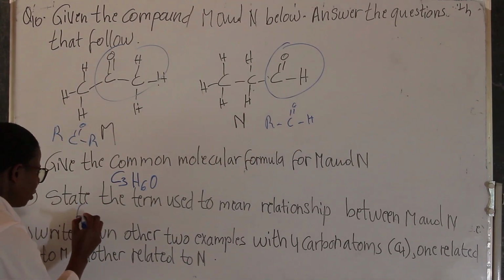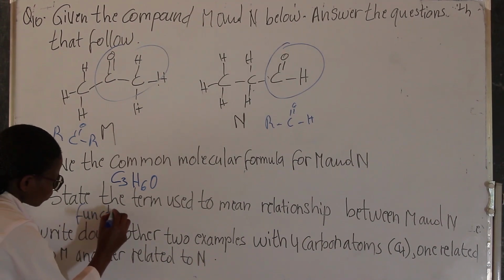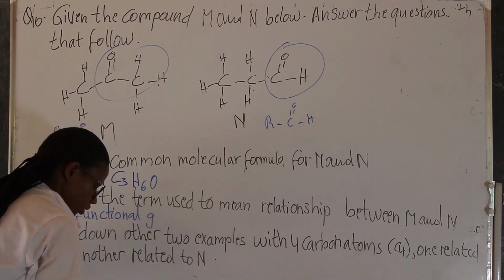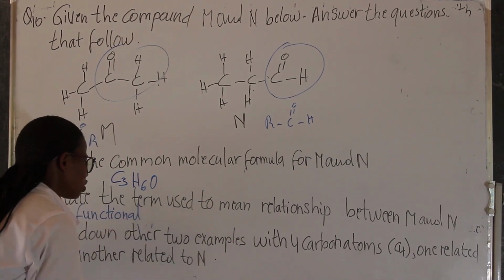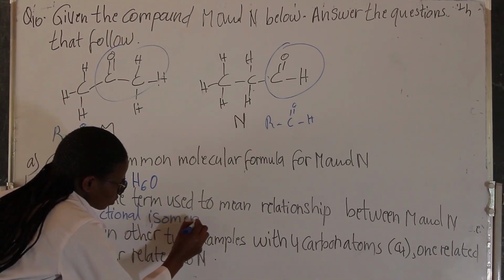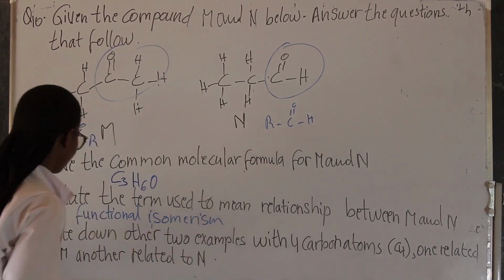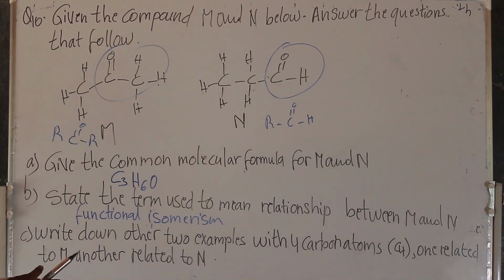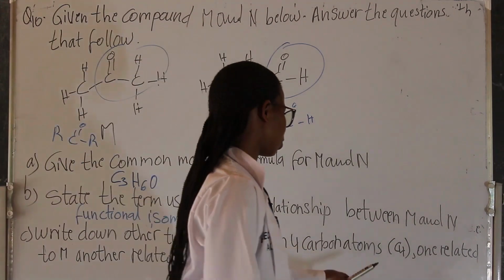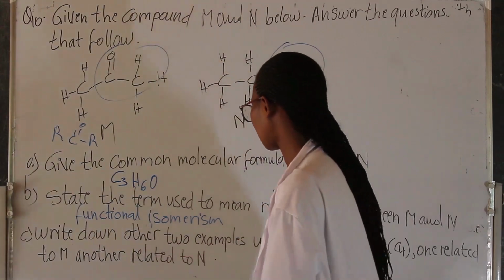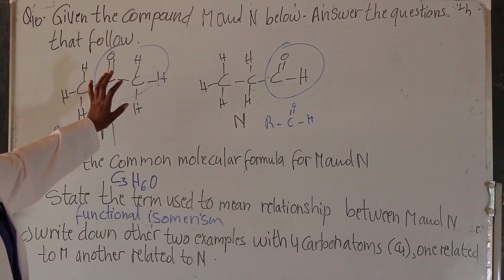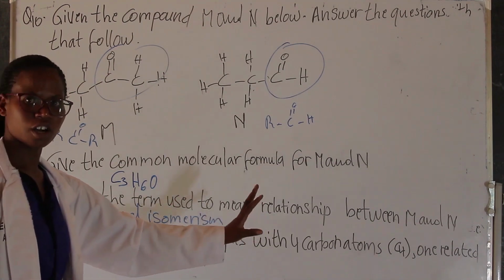The answer is functional group isomerism. For question number C, write down other 2 examples with 4 carbon atoms. One related to M and the other related to N. Means it's like this one, but containing 4 carbons.